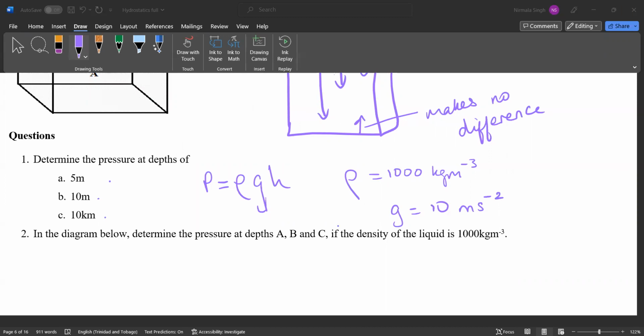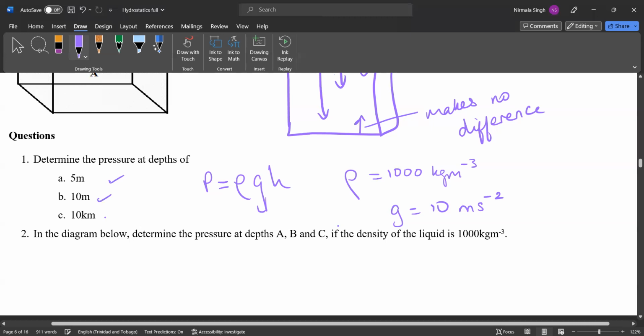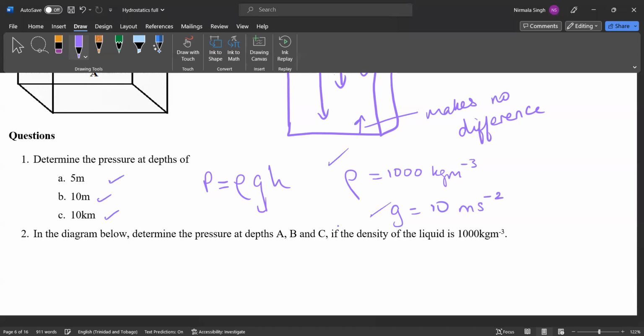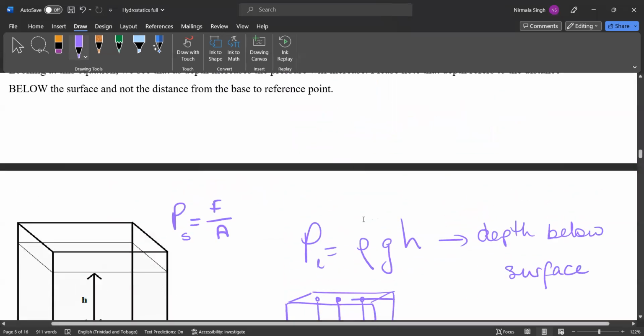All right, so for these questions here, let's work out the pressure. You know what your density is, you know what gravity is, just multiply by height. These are multiplications and nothing here is adding or subtracting.